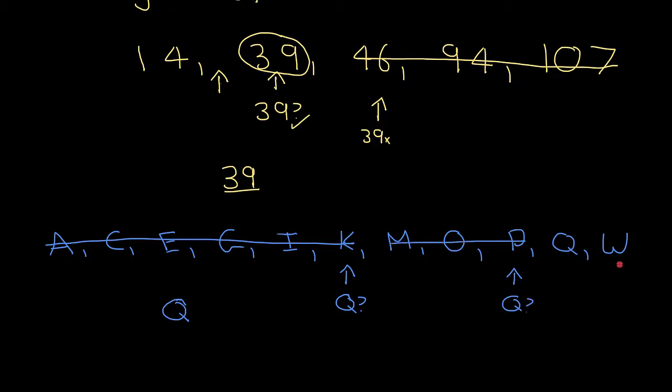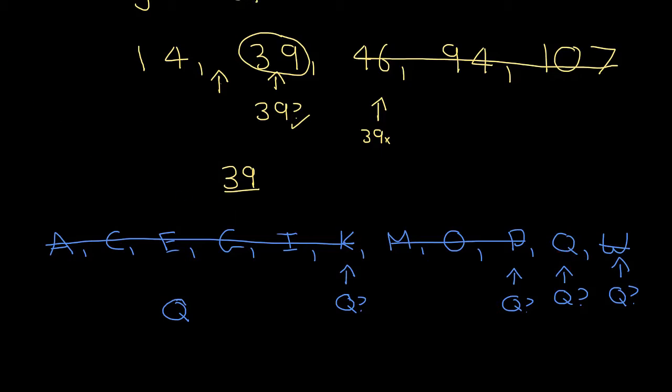I go through the same process once more here because I'm rounding up. Is it equal to W? No, I'm eliminating the half of the list that it's not in. And then sure enough, I found it here. Okay. I have done that in 1, 2, 3, 4 steps to find Q in a binary search.